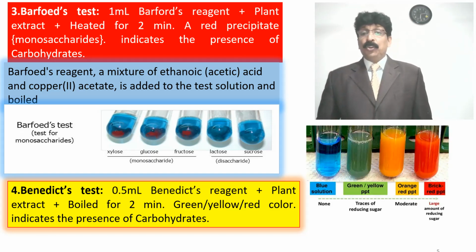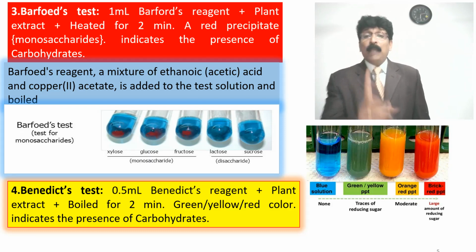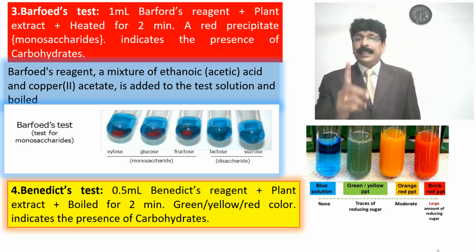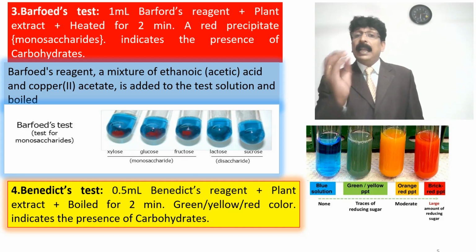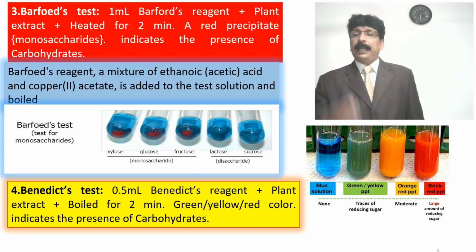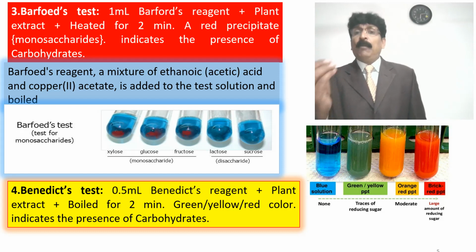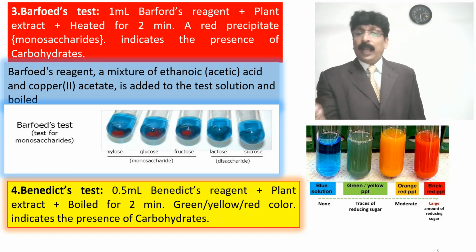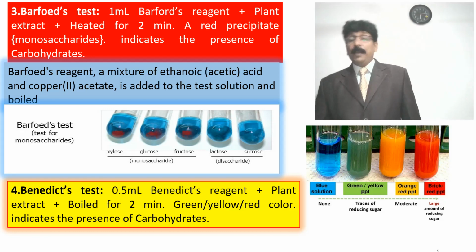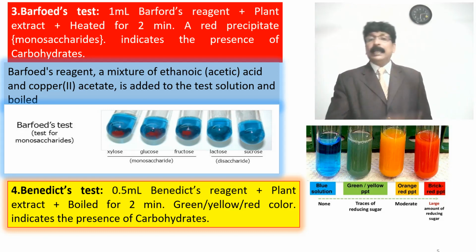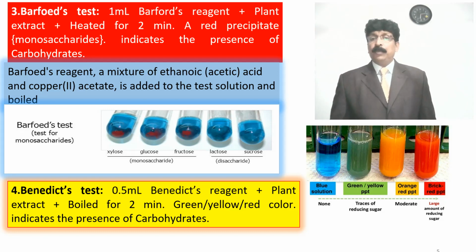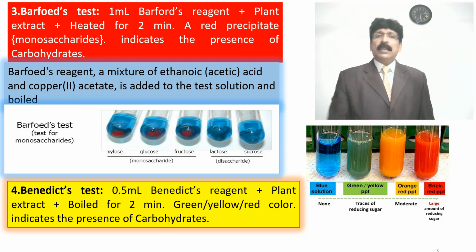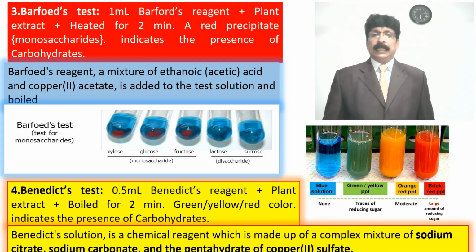So you see this, when you add only the reagent before heating, it will be in a blue color. If it contains a less quantity, it will become green color. If it is slightly more quantity of carbohydrate, it will become an orange or yellow color. It will become a brick red color as shown in the last fourth test tube, so that you have more content of sugar molecules or more carbohydrate present in your plant extract.